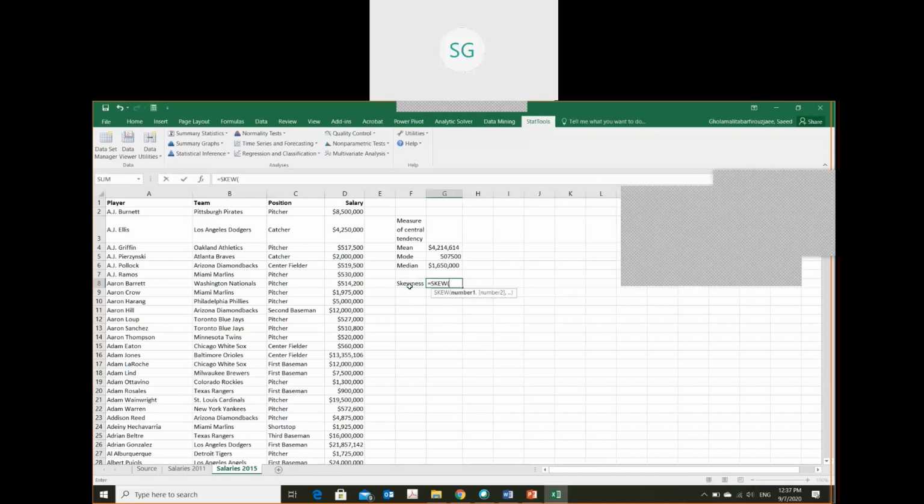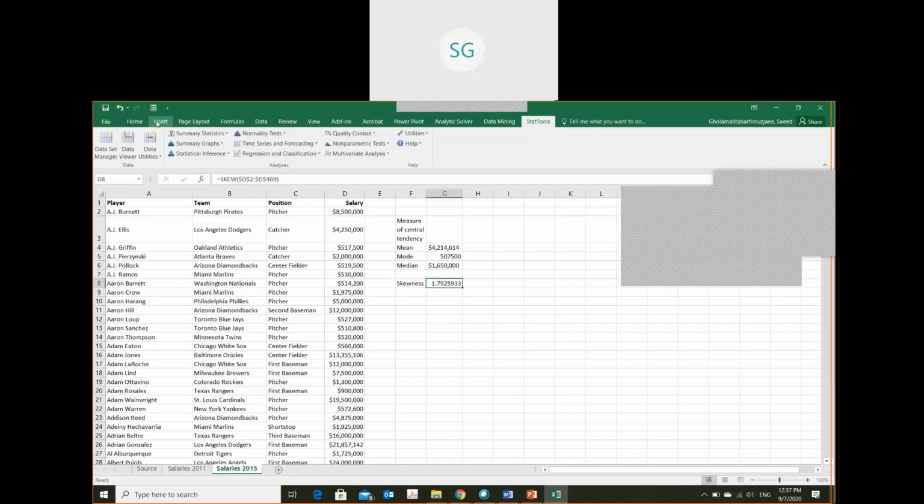Skewness, again, D2 through D469. Yes, it is. If it was 0, it would be symmetrical. Now we have a positive value for the skewness. It means our information is skewed to the right.